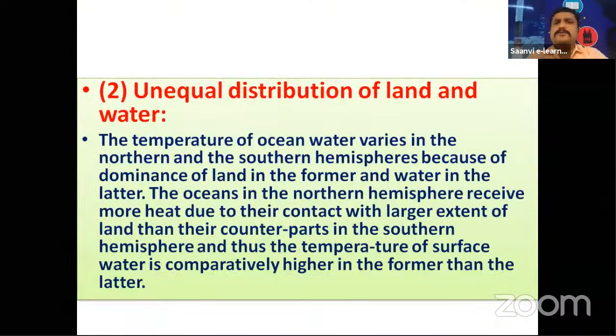And next is the unusual distribution of land and water. See here, the temperature of the ocean water varies in the northern and southern hemispheres because of the dominance of land in the former and water in the latter. You all know the extension of landforms, that process you don't forget here. Land heats up quickly. When the land extends to the ocean, the temperature also decreases or increases in the ocean water.